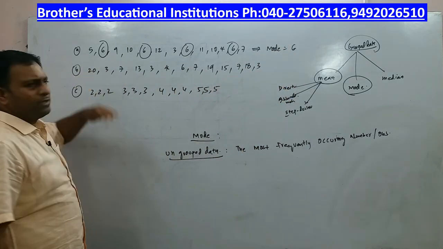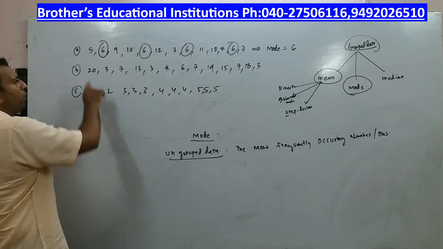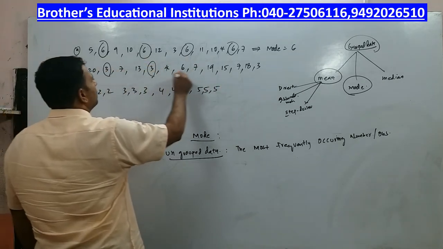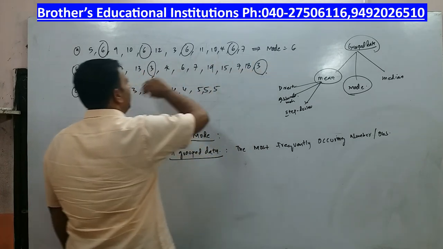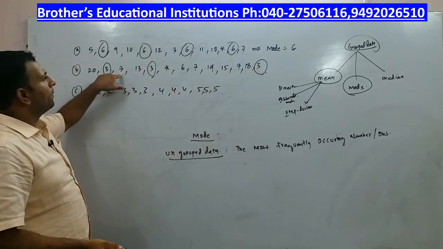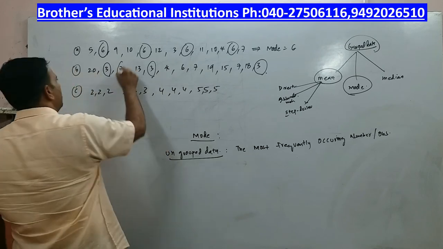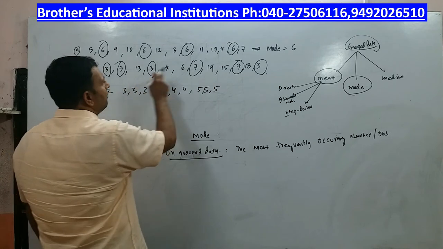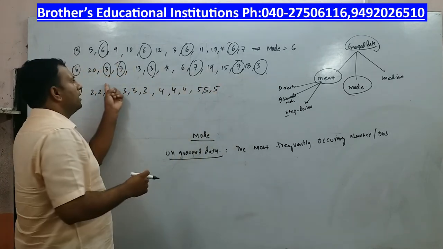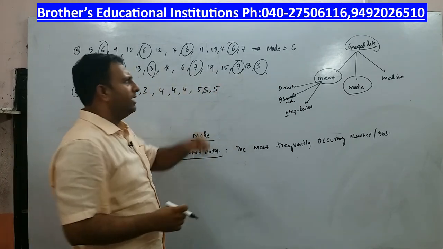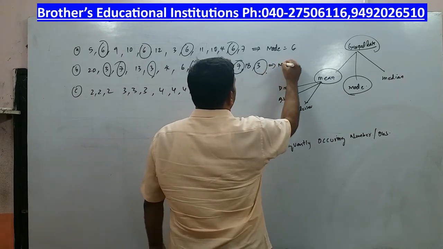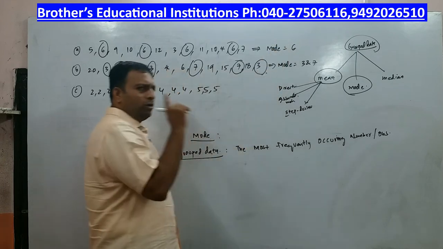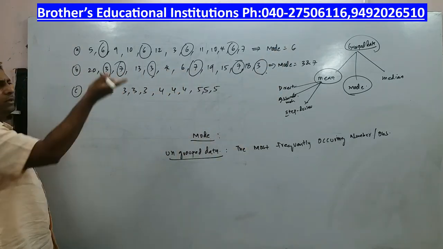Let us go to the next observation. They are randomly given numbers. 20, is 20 repeating? No. Is 3 repeating? Yes. 1, 2, 3 times. Is any other repeating again? 7 is repeating? Yes, 1, 2, 3. Is any other number repeating again? 4? No. So you are seeing the two numbers are getting repeated, 3 and 7. So for this data, you will write mode is equal to 3 and 7. First problem you got only one mode. Second problem you got 2 modes.